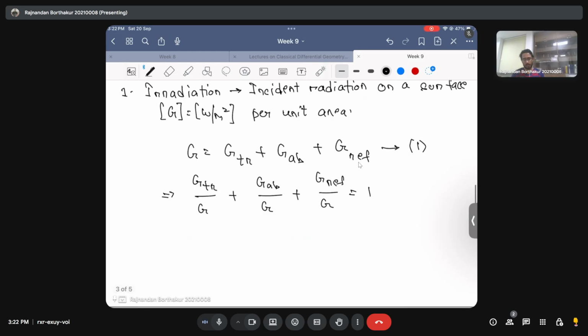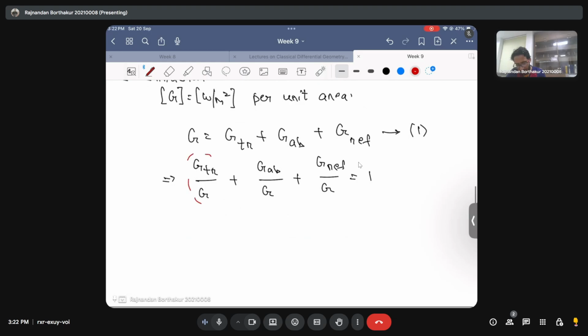So now if you pay a little bit of attention, you can see that this quantity G_TR by G is, first of all, a fraction, because it is just the transmitted part of the incoming radiation. This fraction says how much part of the incoming irradiation is basically getting transmitted, and we will denote it by the symbol tau. A similar analogy can be drawn for the other two components as well.